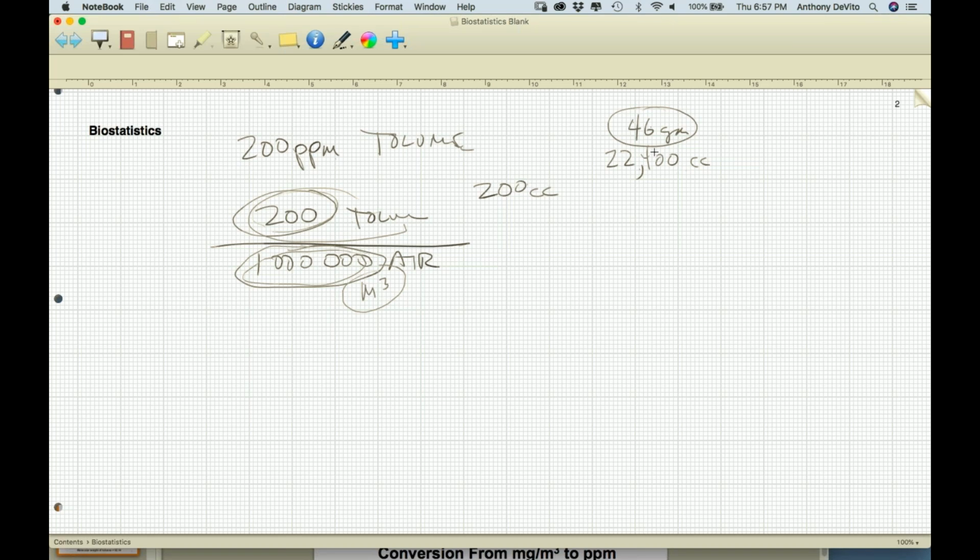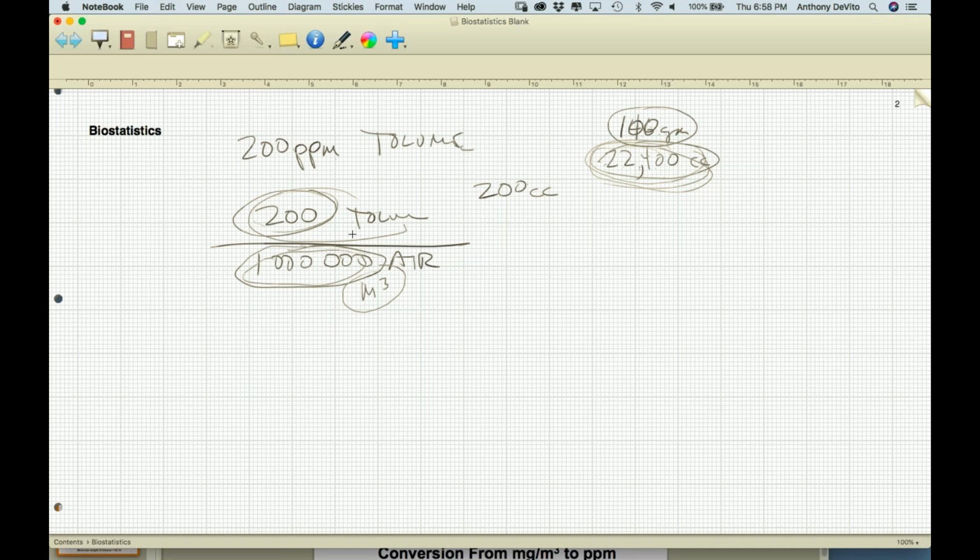Did I get that right? I'm sorry, I kind of forgot the molecular weight. I think the molecular weight of toluene is 100. That's one of the reasons why we use it. So 100 grams of toluene in that volume, 22.4 liters of air, represents 200 parts per million. This volume in a cubic meter represents 200 ppm.